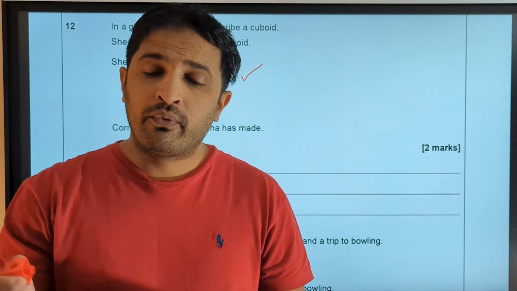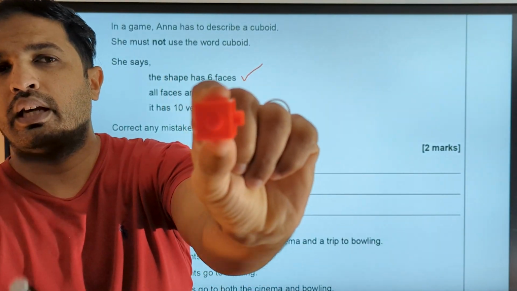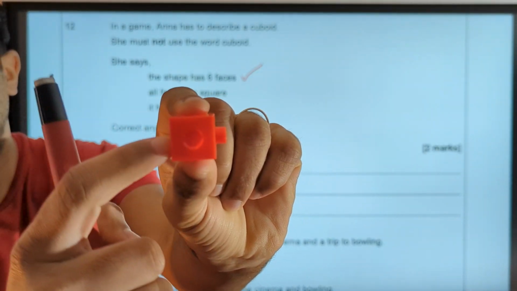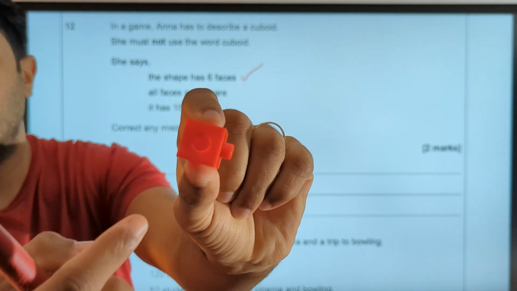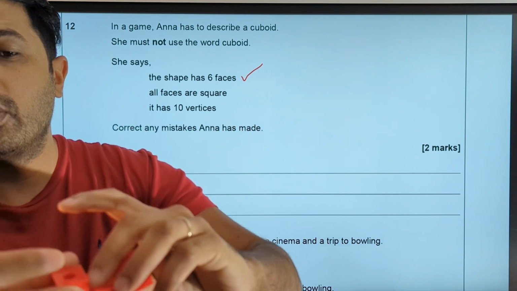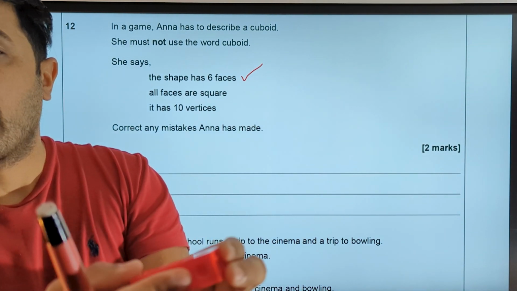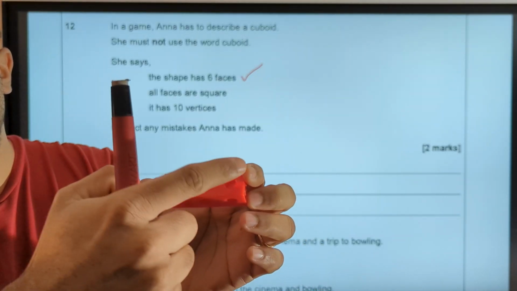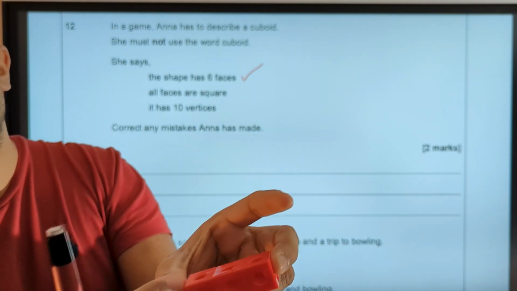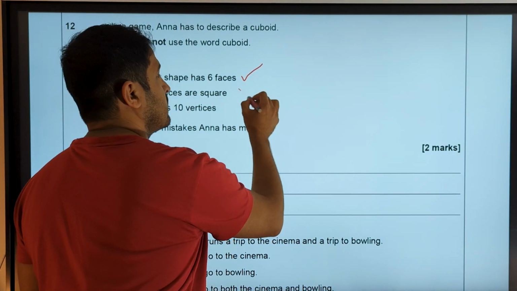Now, all faces are square. If all the faces are square, then that's a cube. You can see it here: 1, 2, 3, 4, 5, 6. All of those faces are squares, then it's a cube. If you want to say it's a cuboid, then all the faces can't be square. That's a rectangle, rectangle, rectangle, rectangle, and then you get 2 squares. That's fine. So you can't have all the faces square.